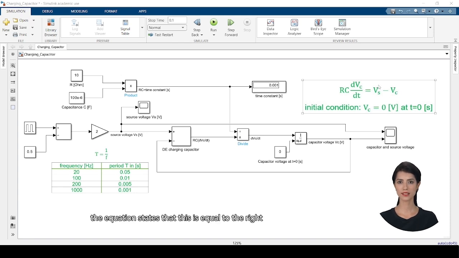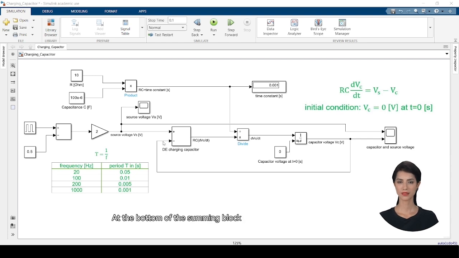Essentially, the equation states that this is equal to the right side, which is the source voltage minus the capacitor voltage. Therefore, both voltages must be present on the left side of the summing block. The signal line carries the source voltage, generated by the pulse generator. I'll show you the shape of the source voltage shortly.